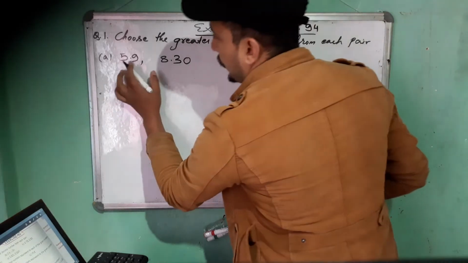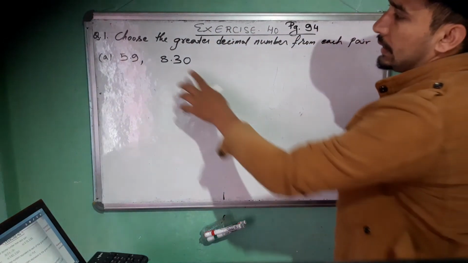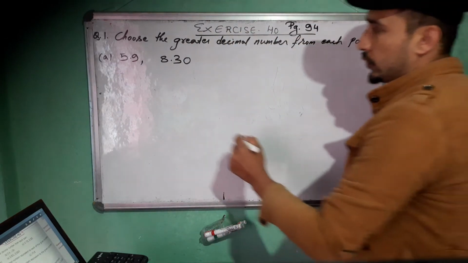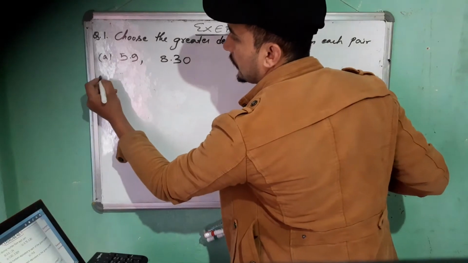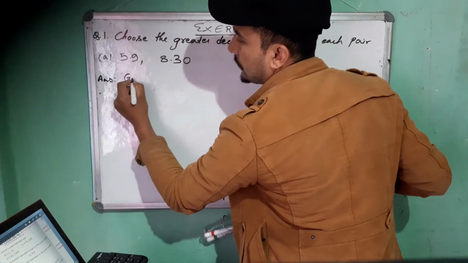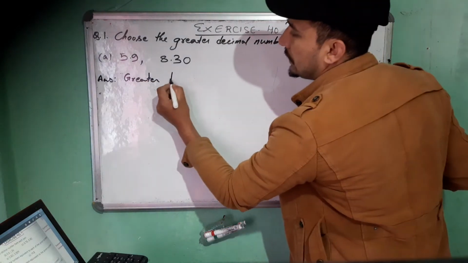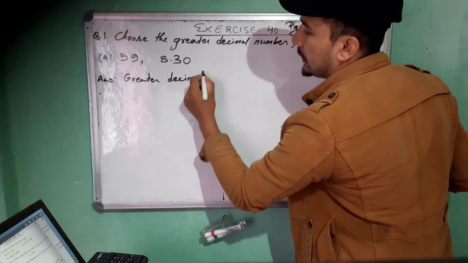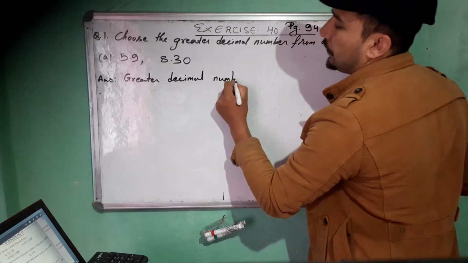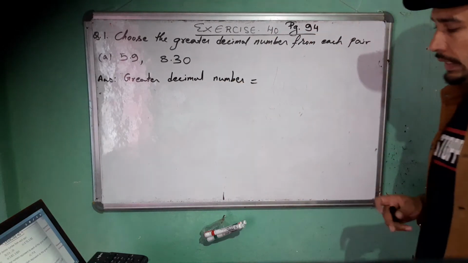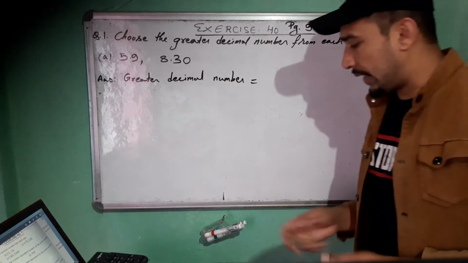Number A, 5.9 and 8.30. So you have to choose the greater. Answer. Greater decimal number is equal to, so which is bigger, you have to select that one.